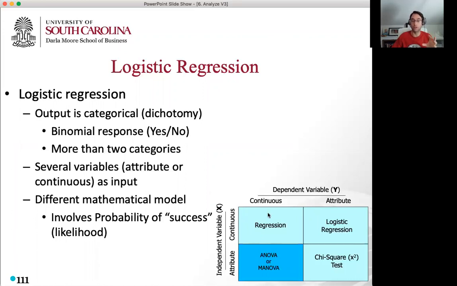So, in regression models, I have x variables that could be continuous or attribute, but my y variable has to be continuous. For logistic regression, the x variables again could be continuous or attributes, but the y variable is an attribute. Okay, so the output is either yes or no, or it could be more categories. But basically, what you're going to see, which is the most used one, is a 0-1 situation, either yes or no.